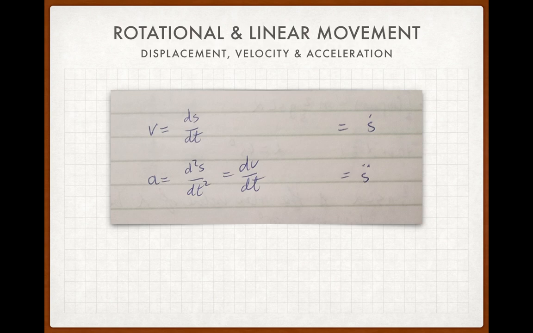So that's the first part. If you see a dot over something, it's a derivative with respect to time. If you see two dots over it, it's the second derivative with respect to time.